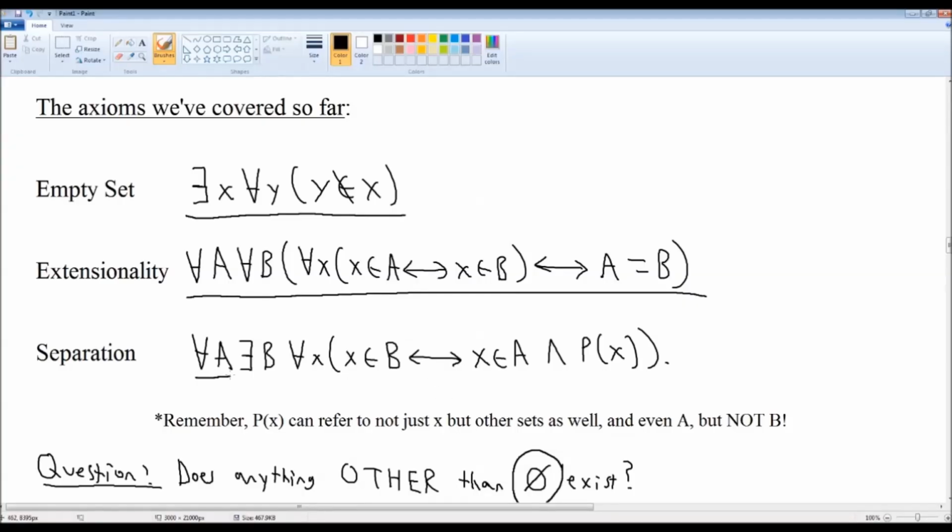And then separation helps us to form subsets, that is, quote unquote, smaller sets out of sets that we already have. But so far, we can't even prove that other sets, such as the set containing the empty set, exist. To do that, we're going to need some more axioms which allow us to build bigger sets from smaller sets. So that's where we're headed in the next lecture. Stay tuned for the axiom of pairing.